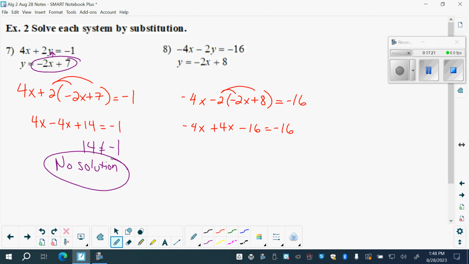So on the last one, same thing. I substituted -2x plus 8 for the y value. And I get -4x plus 4x minus 16 is -16. So these cancel, and I get -16 is -16. Well, is that always equal to -16? Yeah. So what's my answer? Infinite solutions.